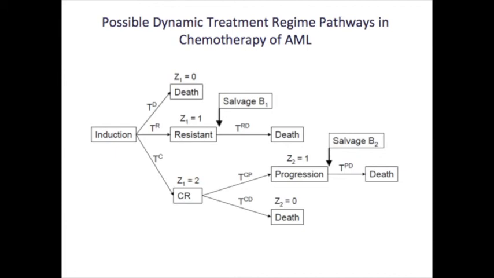Another point I want to make about this picture is that what I really would like to see is designed experiments where you randomize not just at induction, but at each of the salvage stages. If we did that, we would learn much, much more about how to treat AML or anything else, because we would have unbiased estimators of dynamic treatment regimes, and we wouldn't have to resort to these elaborate methods.